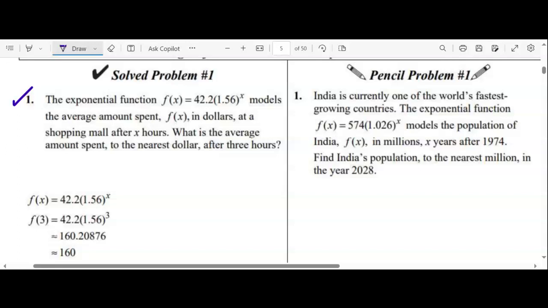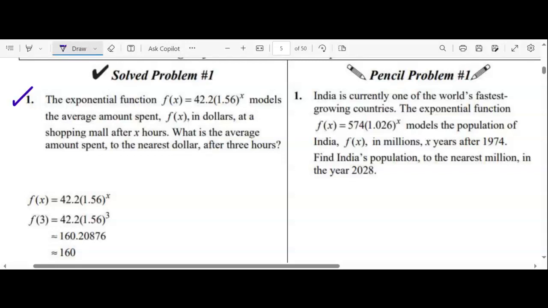Who can read? Yalla, read. India is currently one of the world's fastest growing countries. The exponential function f of x equals 574 times 1.026 to the power of x models the population of India. What does it mean, models the population of India? The number of people. Yes. In millions, x years after 1974. Find India's population to the nearest million in the year 2028.